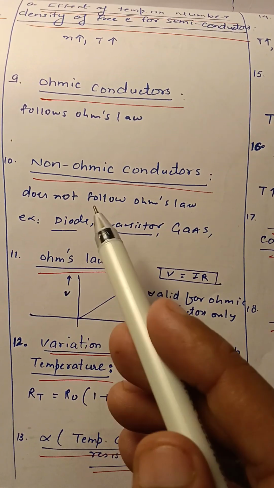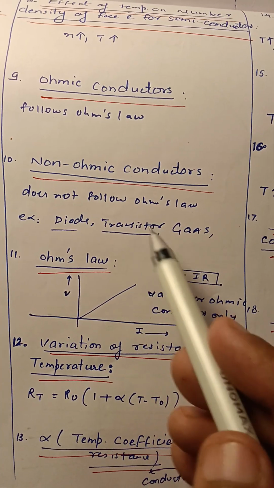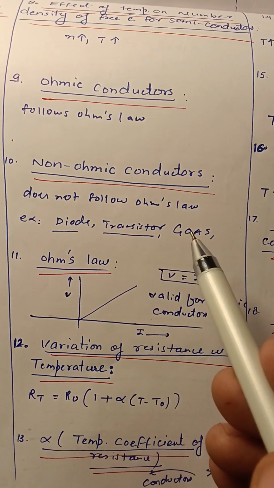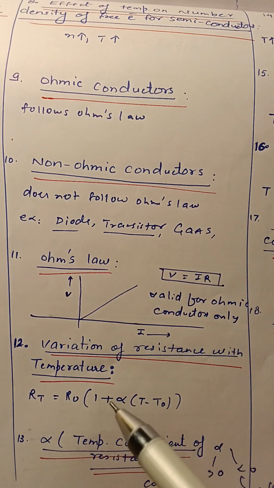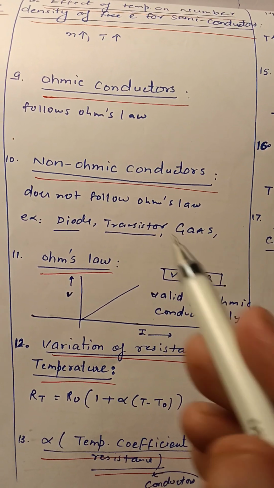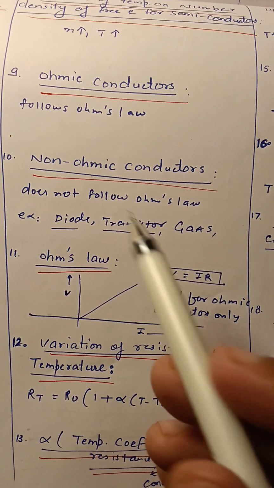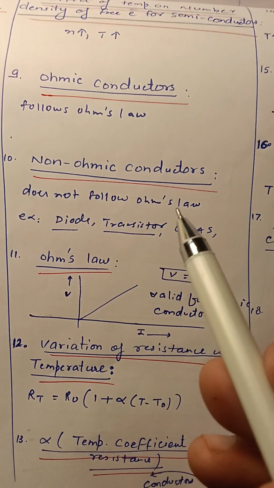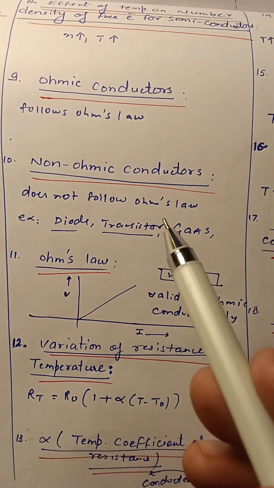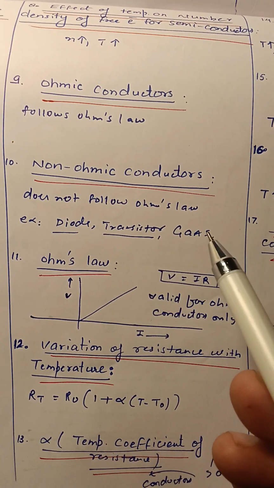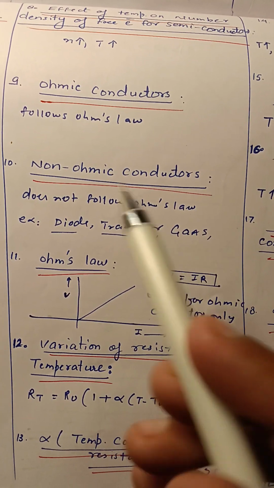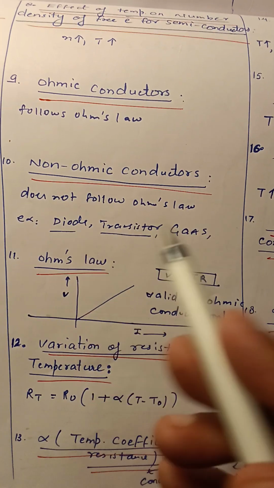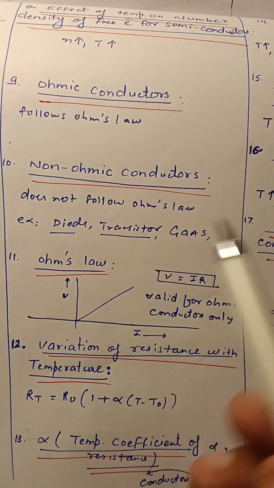For example, if we have diodes, transistors, or even gallium arsenide, then if we draw the VI graph for these devices, it's not a straight line, it's a curved one, and even resistance may be positive, negative, or zero as far as gallium arsenide is concerned. So these follow non-ohmic laws, these are non-ohmic conductors.